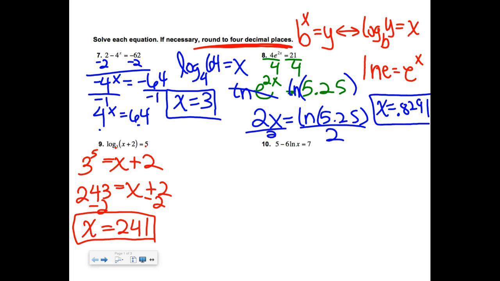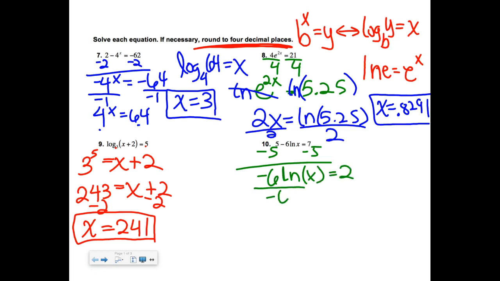Okay. So then if I'm looking at number 10, I see I have a natural log. So to get rid of natural log, I'm going to have to do the E of both sides. But this one, just like number 7 and number 8, I have some extra junk. So we have to get rid of it first. So the first thing I'm going to do is I'm going to subtract 5 from both sides. Notice there's a negative again. So I'm going to have negative 6 natural log of x equals 2.